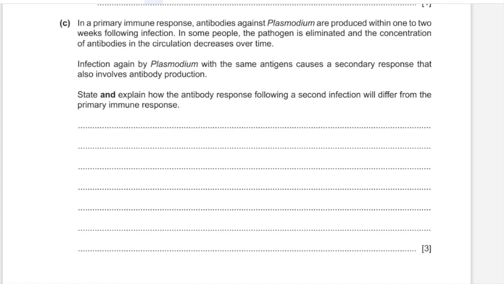Antibody production in a secondary response is faster and creates a greater concentration of antibodies than primary response, and this happens because memory cells which had been produced during the primary response are now present in the body, and they are able to form many B lymphocytes that secrete antibodies.